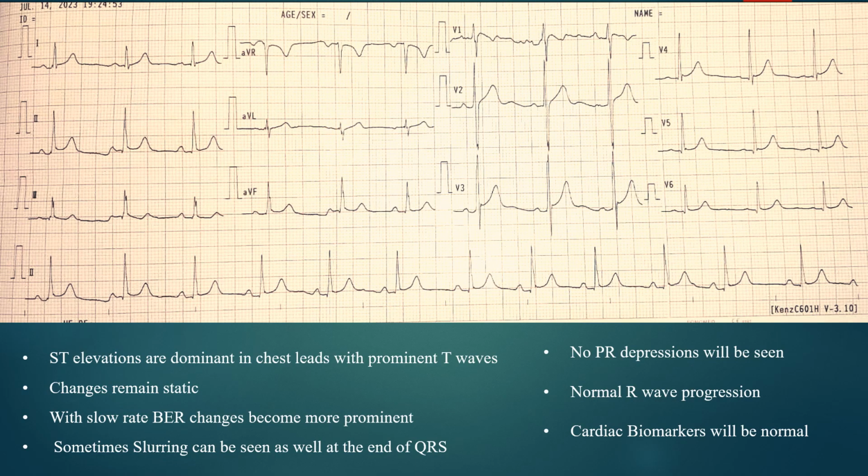So what features of early repolarization can we see on the ECG? There are ST elevations which are dominantly seen in the chest leads, just like in our case, along with prominent T waves. Now, the changes of early repolarization will remain static, in contrast to myocardial infarction, which is usually dynamic.